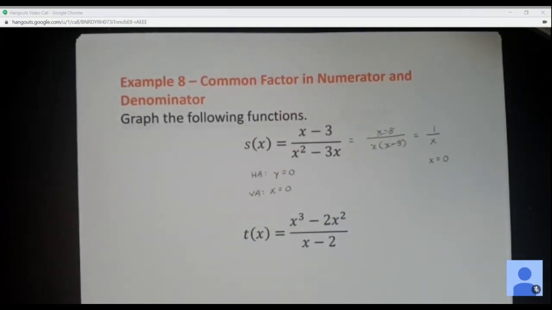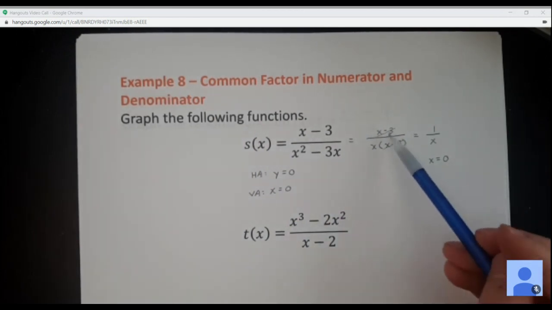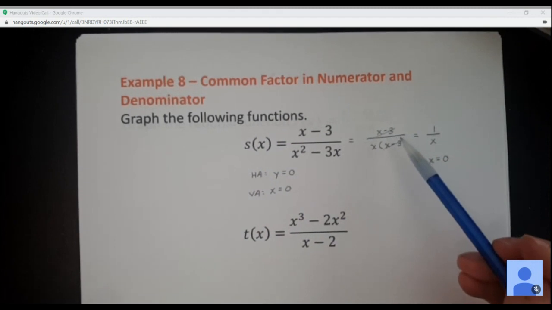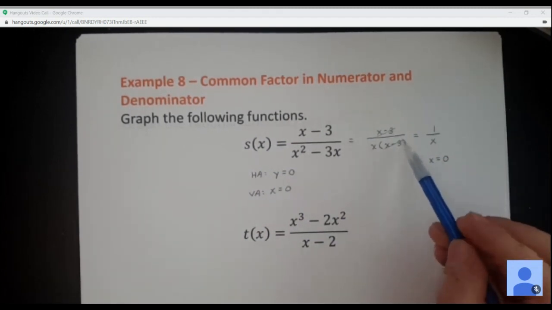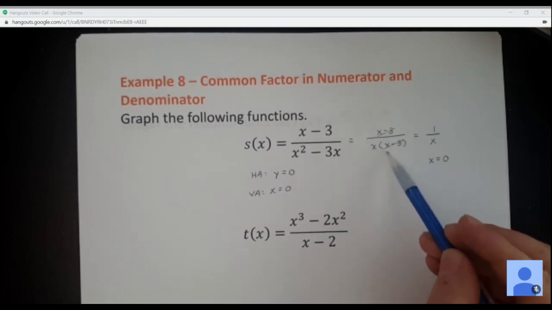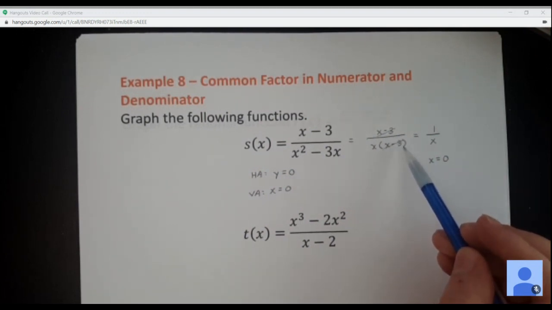So, German, that kind of goes back to your question you were asking. Well, are we going to get the same thing if we don't factor? This is why we have to, because if we didn't factor, in this case it was already kind of factored for us. But we have to look for those common factors, because otherwise we might think there's actually a vertical asymptote at x equals 3, but there's not going to be, okay?